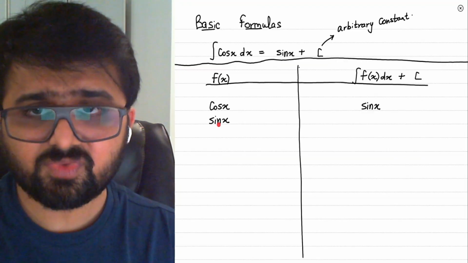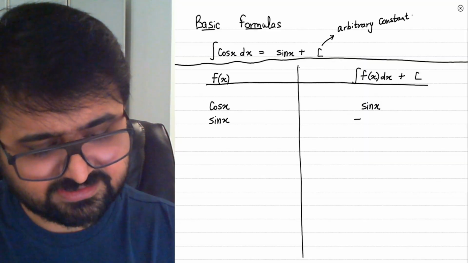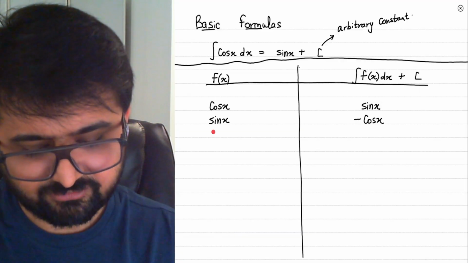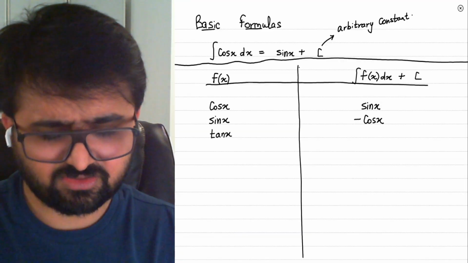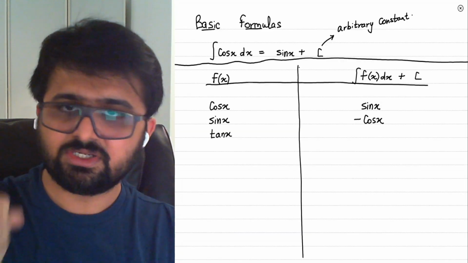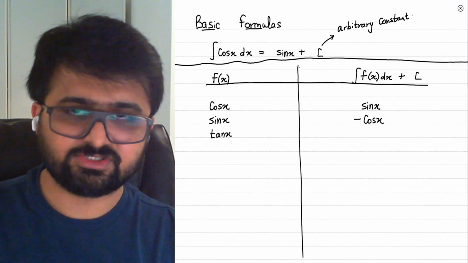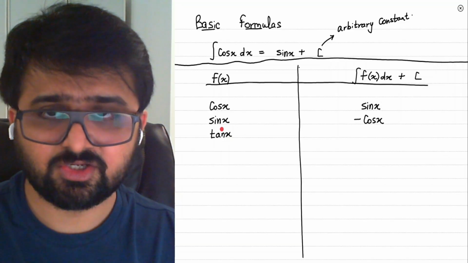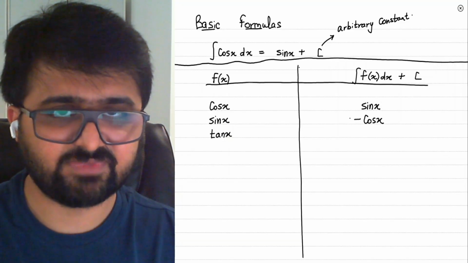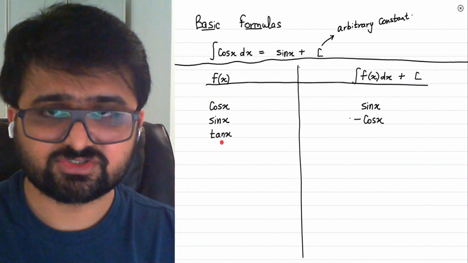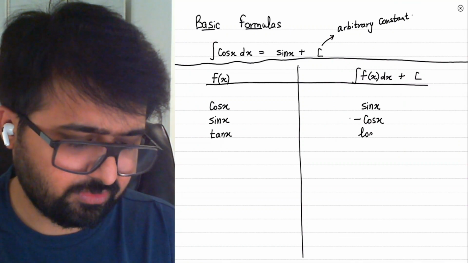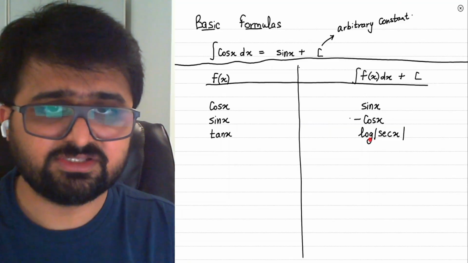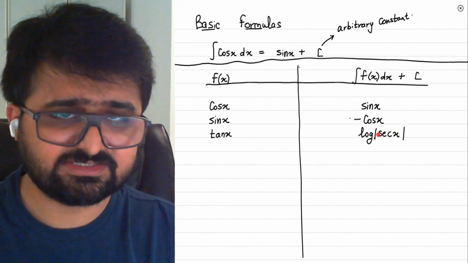Okay. Integration of sin x is minus cos x. Integration of tan x. Let's complete all the trigonometry first, then we'll move to algebraic, then we'll move to exponential. We know the integration of sin x is minus cos x. Integration of tan x is log mod sec x. It's log modulus of sec x.